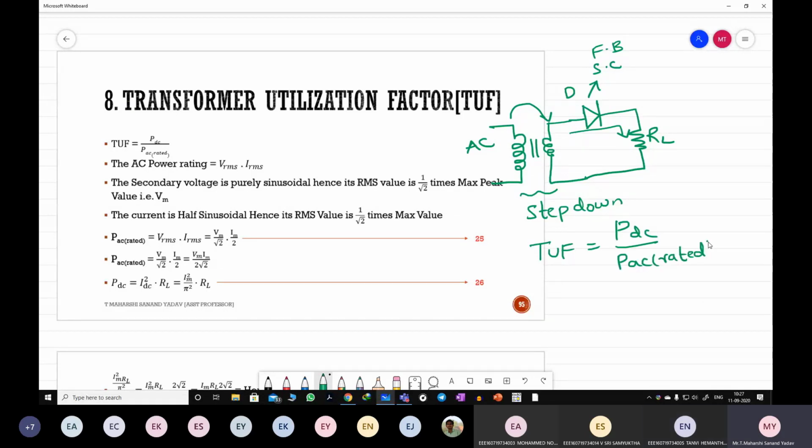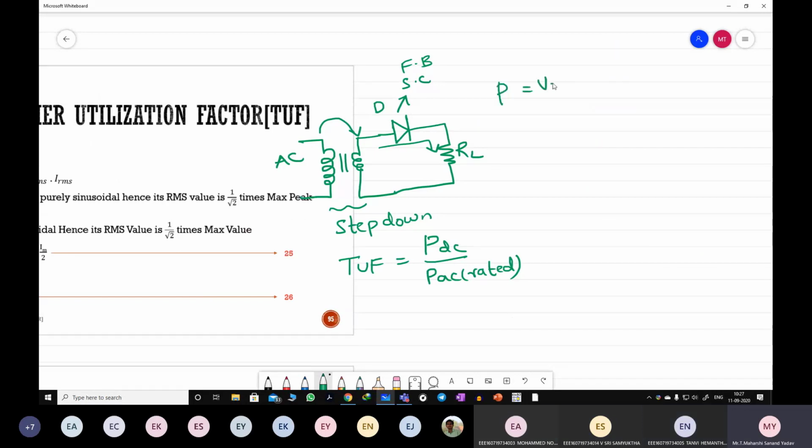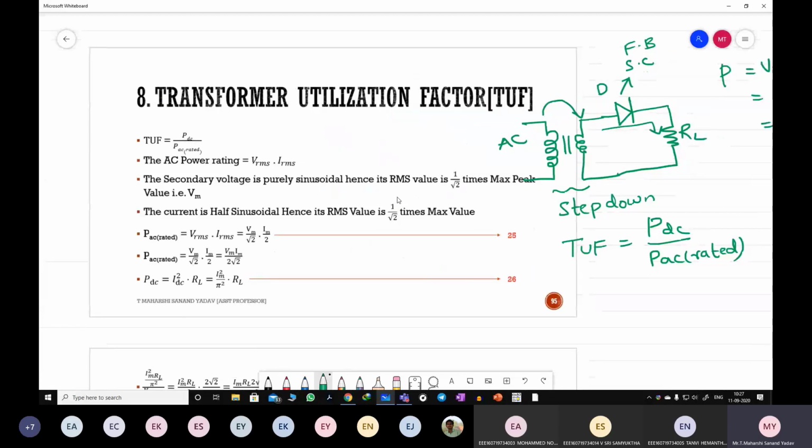How many formulas are there for power? Three: V into I, I square R, and V square by R. Now, here the power is rated. AC rated power is simply the first formula, VRMS into IRMS. So what is the answer for VRMS?